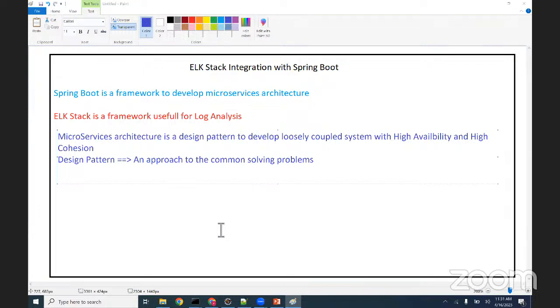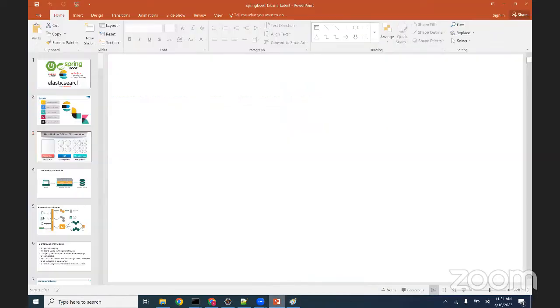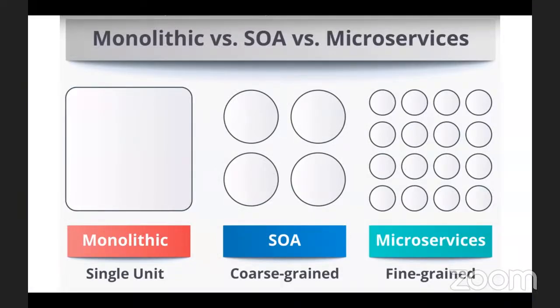Okay, right. So a design pattern is an approach to commonly occurring problems. So what is the common problem? Totally we have three architectures: monolithic architecture, service oriented architecture, and microservices architecture. These are the three architectures available. So what is monolithic? What is service oriented? What is microservices?